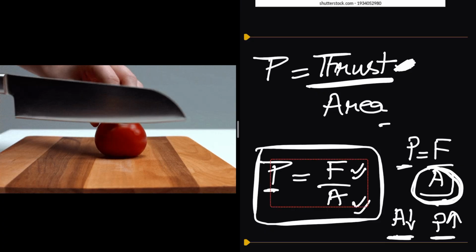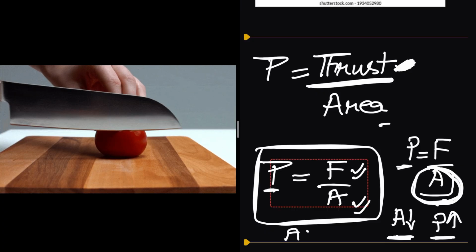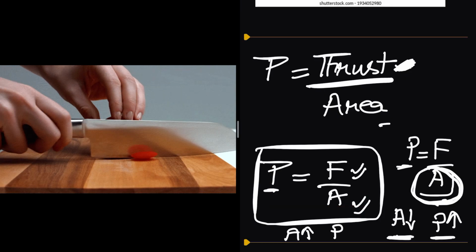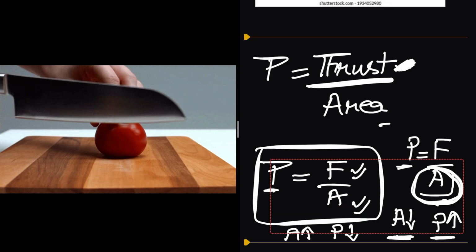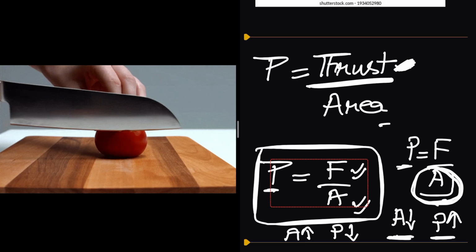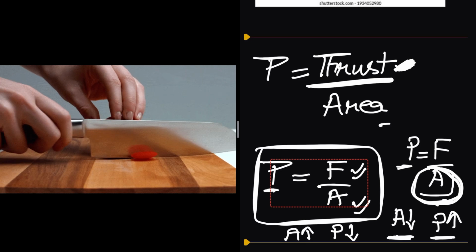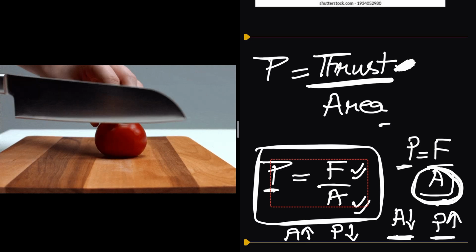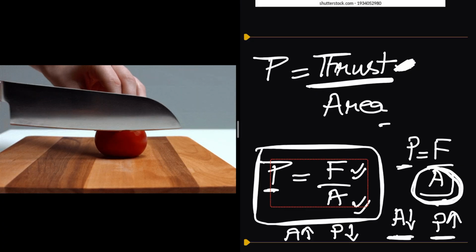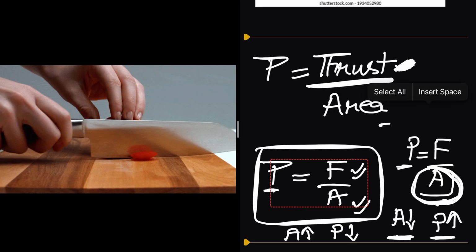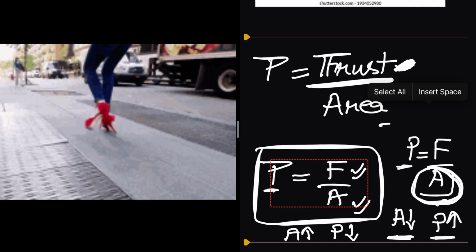And if the knife is blunt, then the area is more. If the area is more, then pressure will be less and we will feel difficulty in chopping. Clear, students? So area and pressure are in inverse proportion. Inverse proportion means if one thing increases, the other thing decreases. Let's move to the next example.